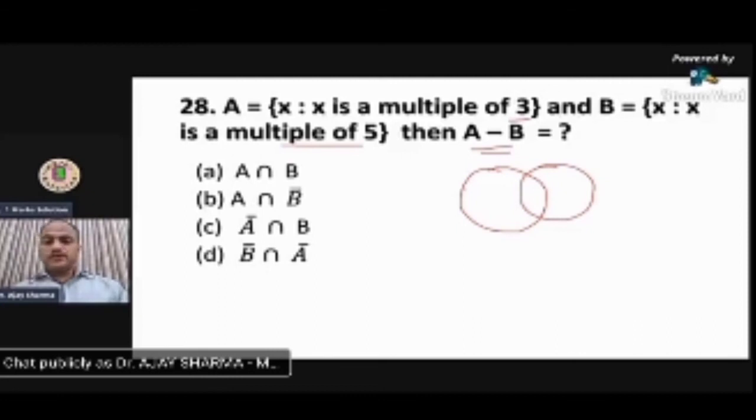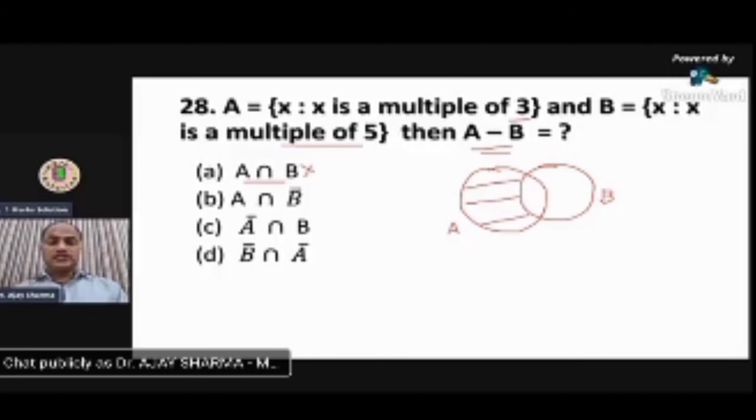Here, this portion is the required portion. Okay, set A and set B. So we have to find A difference B. So this shaded portion is the required thing here. Now we see A intersection B. This is equal to the middle portion. Certainly it is not.